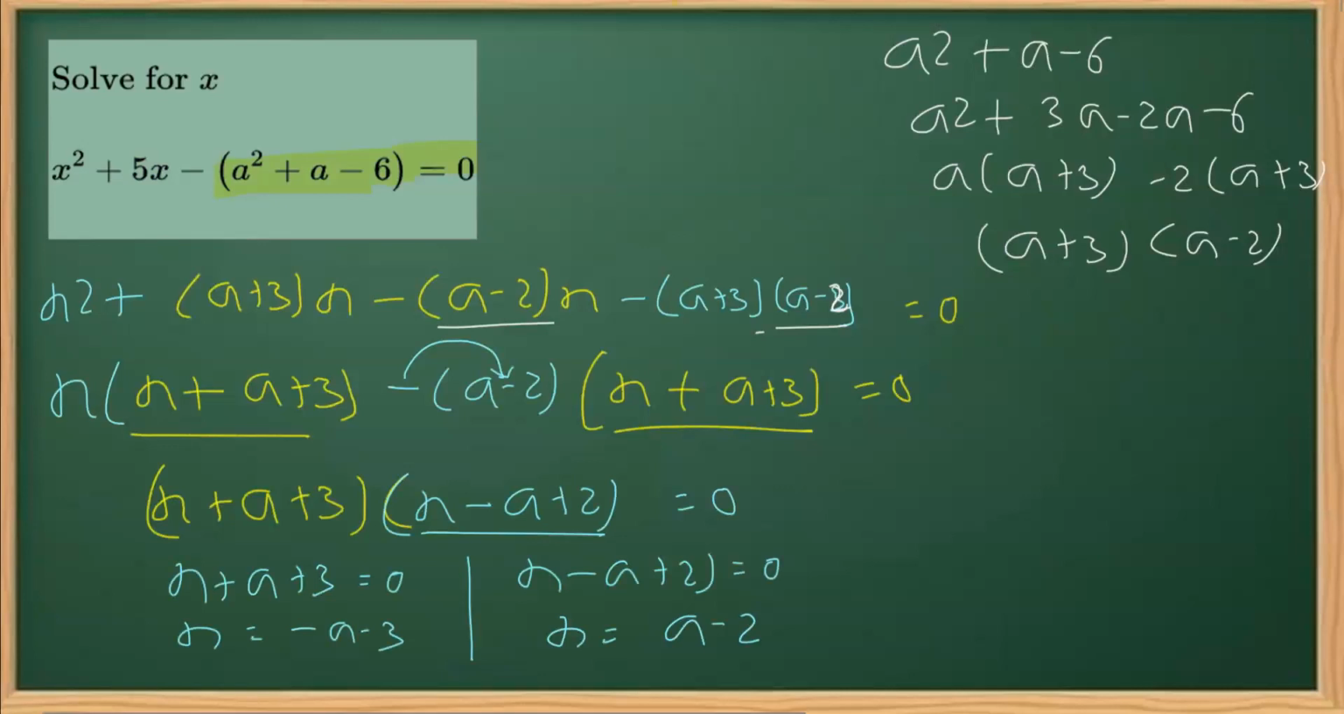So clearly we got two solutions. One is minus a minus 3, and the other is a minus 2. So this is how this question can be done here.